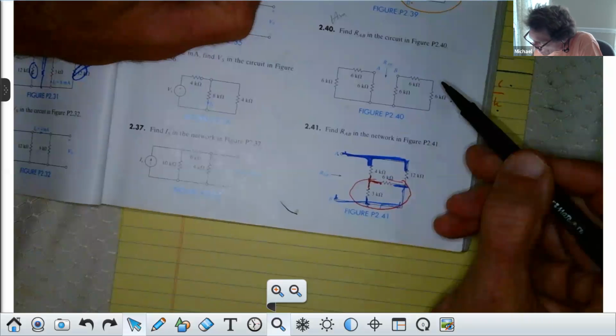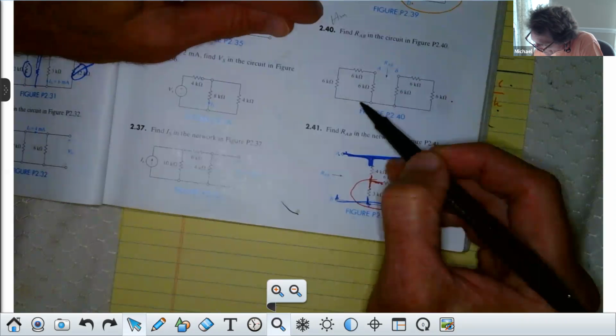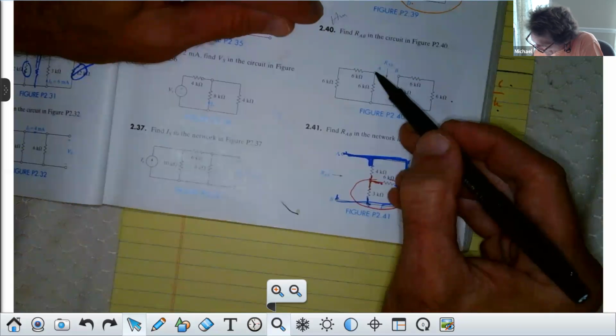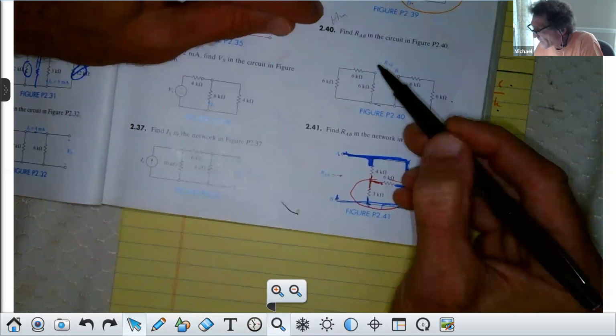All right, now to do this problem from A to B, current would have to flow this way, or this way, or this way, right? Those would be the possible paths current could take between A and B. Agree?